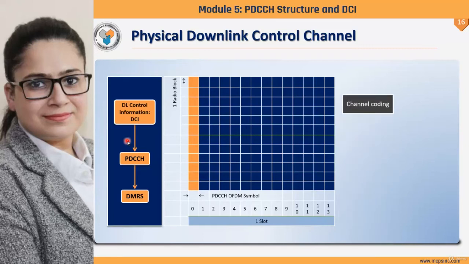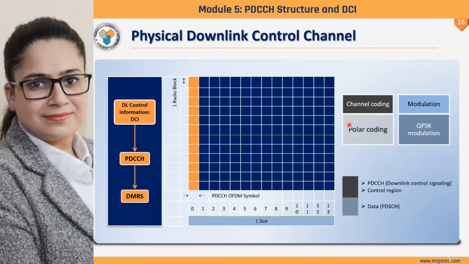So PDCCH consists of DCI, and since it carries the control information, the coding used for PDCCH is polar coding. Modulation used is QPSK, and this is the RB for PDCCH, in which we have 14 symbols in one slot, and we have 12 subcarriers. Out of this, the first symbol is carrying your PDCCH.